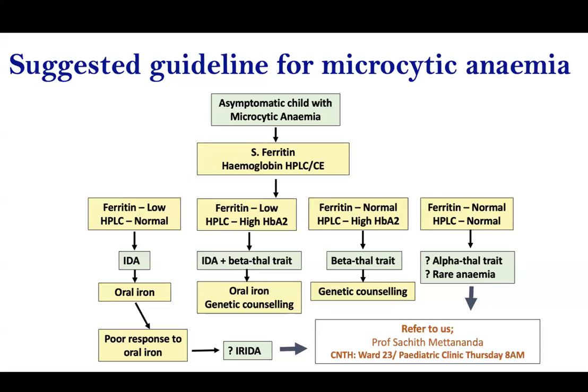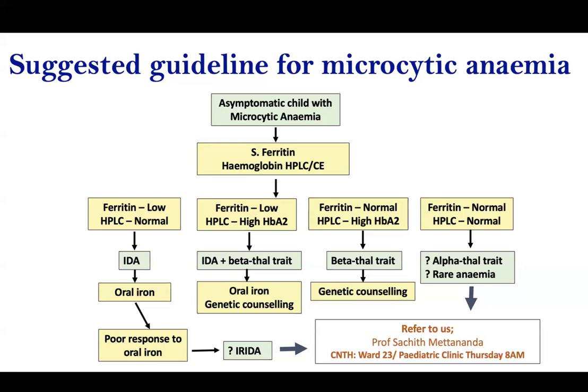If the ferritin is low, HbA1c is normal, iron deficiency anemia, you treat with oral iron. If ferritin is low, HPLC shows high HbA2, that is combined iron deficiency anemia and beta thalassemia trait. So they need genetic counseling and oral iron treatment until the ferritin is normalized. If ferritin is normal, HPLC shows high HbA2, it's beta thalassemia trait, no iron deficiency, no need of iron therapy, no need of anything else, but just genetic counseling as we described before.